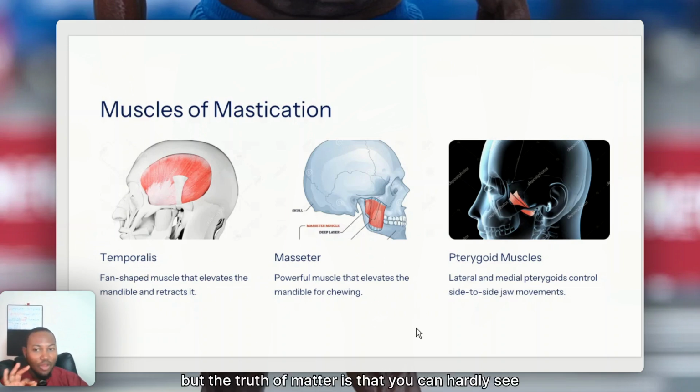But the truth of the matter is that you can hardly see these two together in one particular option. They won't give it because it's a little confusing. But this one, masseter, is specifically when you are chewing, while this one is usually at all times. Now, remember what lateral and medial pterygoid do is control the side jaw movements.